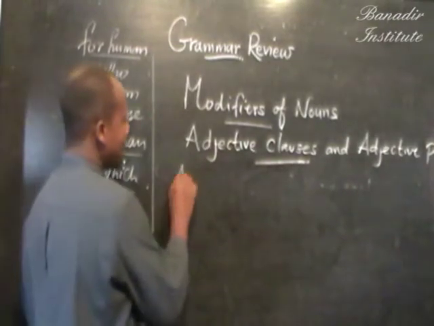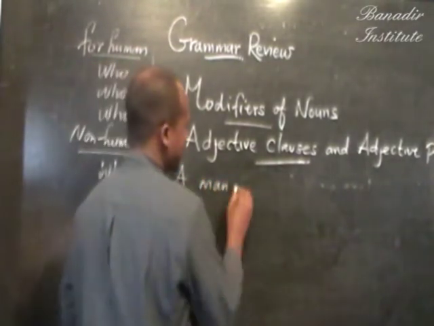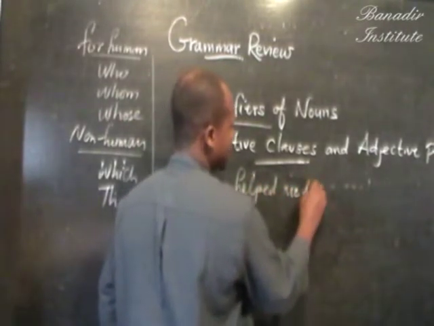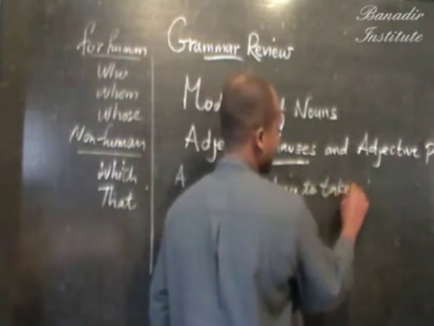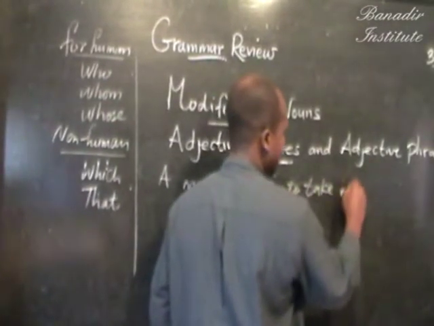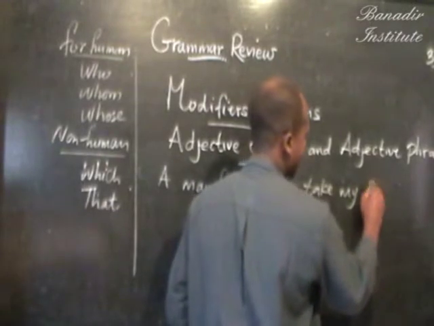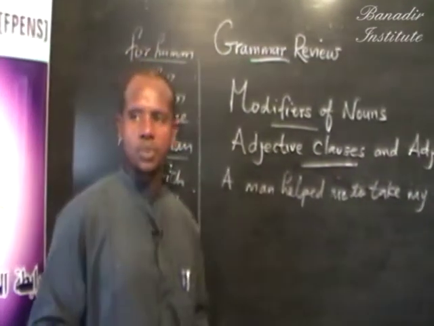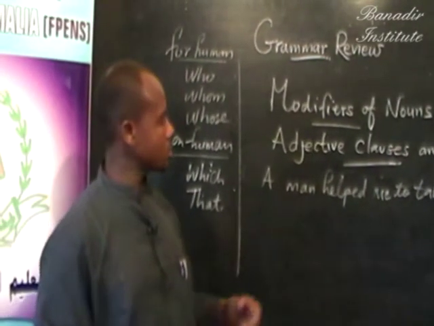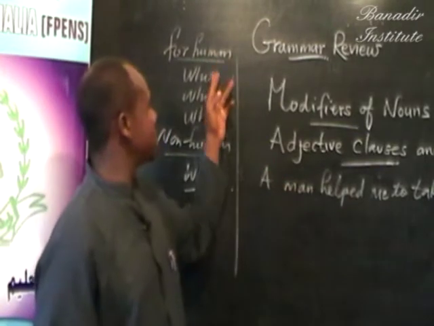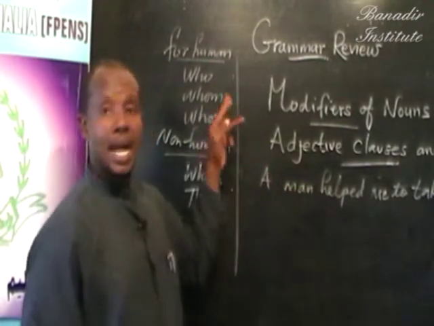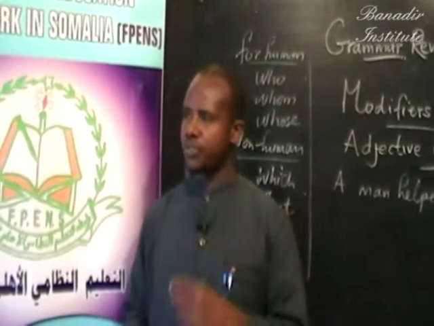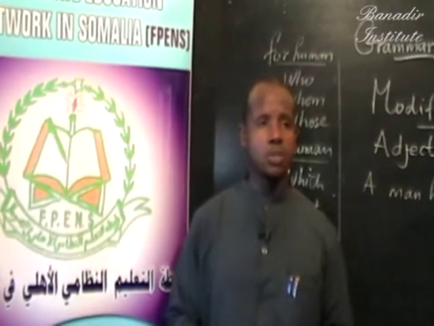Okay, let me say: a man helped me to take my stuff. A man helped me to take my stuff. Here, this is an example. A man is a human. So I want to use a relative pronoun in order to modify, to give an adjective clause.